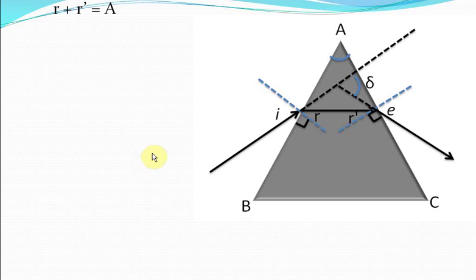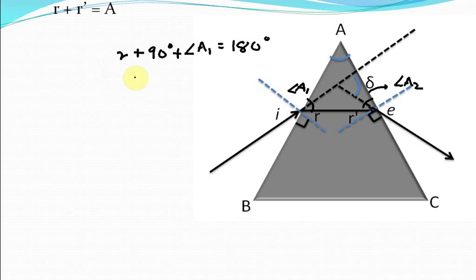Now if you look carefully, R plus R dash is equal to A. How does that happen? If you look at this angle here, you'll notice that R plus 90 degrees plus this angle, let's call it angle A1, and this angle, let's call it angle A2. So R plus 90 degrees plus angle A1 is clearly equal to 180 degrees, right? There's no doubt about it. Similarly, R dash plus 90 degrees plus angle A2 is equal to 180 degrees.